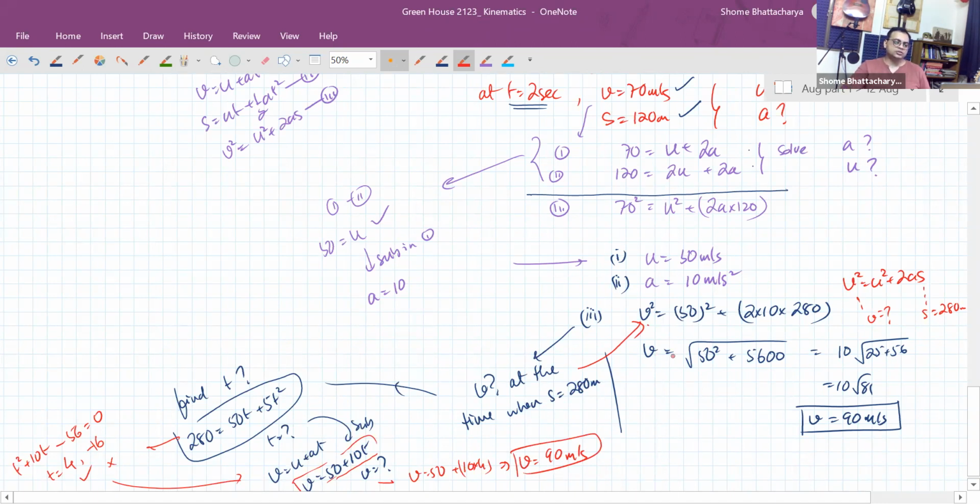So the direct method is better because we have to just find the velocity at the time when the displacement is 280. We just use the third equation, which is the relationship between v and s.